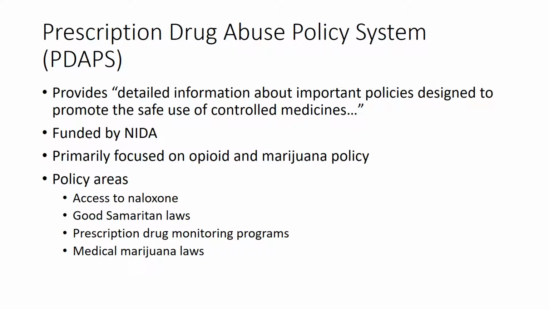And this system focuses on 4 key policy areas. One is access to naloxone, which is specific for opioids. 2 is Good Samaritan laws, so are people on the street able to help others in need without being legally liable. Then the prescription drug monitoring programs, which monitor primarily the use of opioids by physicians and patients, how many physicians are actually prescribing them to which patients.